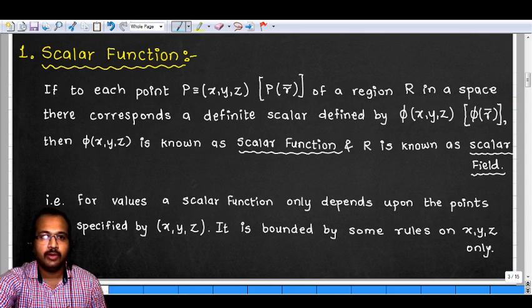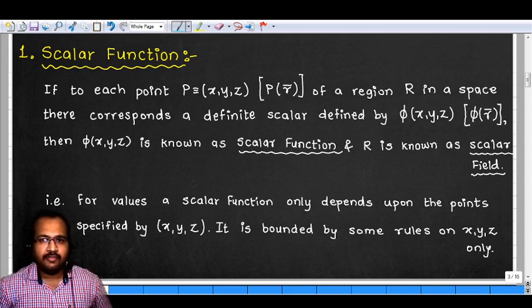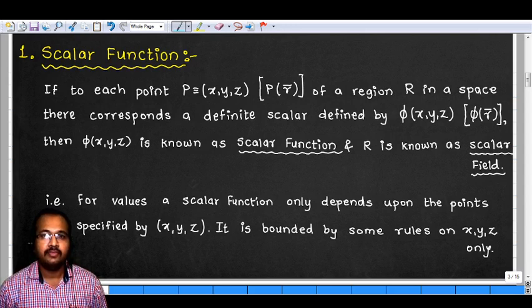So let's discuss a scalar function. If to each point P in the region R with the coordinates x, y, z, or we can consider instead of Cartesian coordinates the position vector r bar, there is a rule defined by a function phi of x, y, z, which contains the variables x, y, z or the position vector r bar, then that function phi of x, y, z is known as a scalar function, whereas the region R is known as a scalar field.